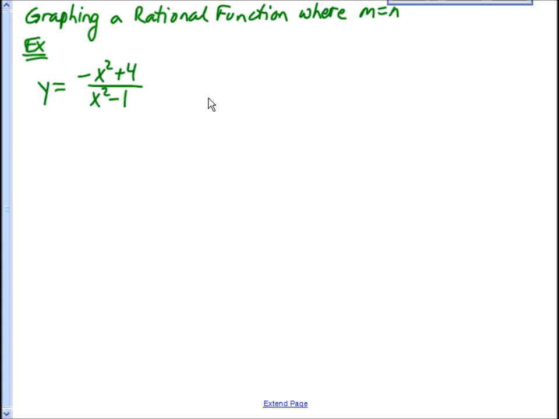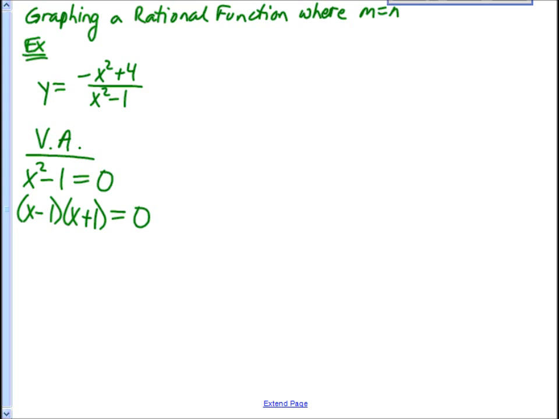All right, let's look at graphing a rational function where m equals n, like this one right here, y equals negative x squared plus 4 over x squared minus 1. Okay, let's talk first about the vertical asymptotes here. So let's take that denominator: if x squared minus 1 equals 0, we are undefined. So what are the equations for your vertical asymptotes?